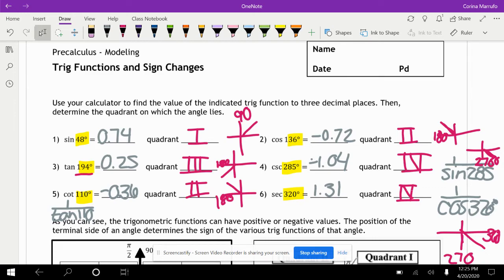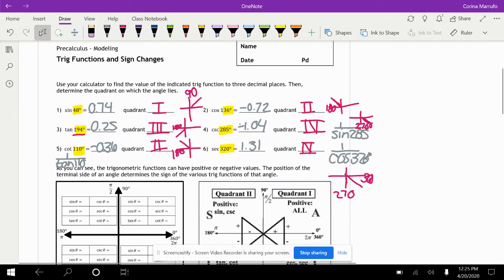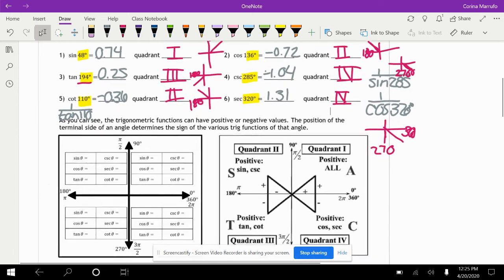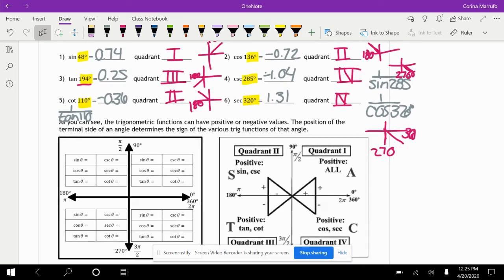All right, so I'm going to go ahead and put this information into my graph here that I have. On the first one, we got that sine was a positive number in quadrant 1. So I'm going to put here positive. On number 3, we got tangent in quadrant 3 gave us a positive number. So here's quadrant 3, tangent is a positive number.